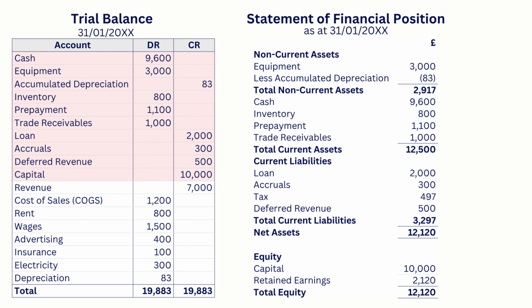This is the full accounting cycle: transactions, ledger, trial balance, and financial statements. And everything is based on the double entry system and the accruals concept. So once you understand the logic behind each transaction, preparing the trial balance and financial statements becomes a structured and logical process, not just memorization.